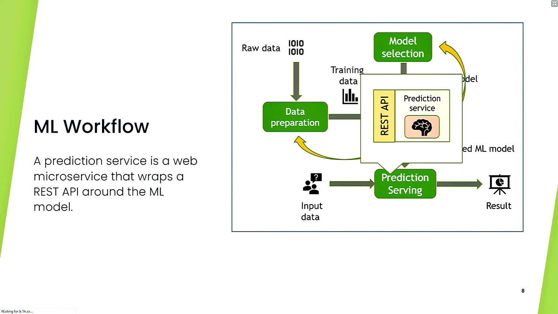But at the other end of the workflow, let's see what happens when we put a machine learning model in production. Machine learning models in production by themselves are quite useless. They are usually part of a larger machine learning system or application. There are other considerations that need to be taken care of, that need to be addressed in production, such as scalability, reliability, and maintainability. And for all these, best practice is to embed the machine learning model into something called the prediction service, which is basically a web microservice that wraps around the model, exposes a REST API through which the model can be accessed to generate predictions.